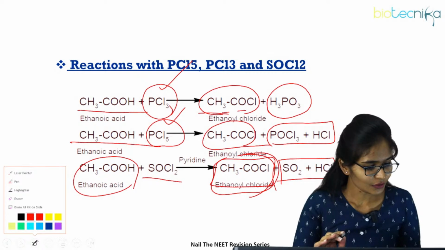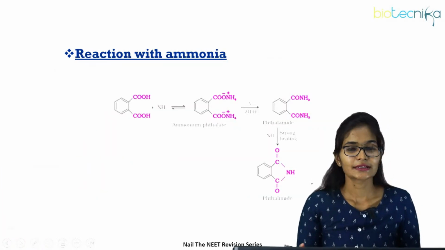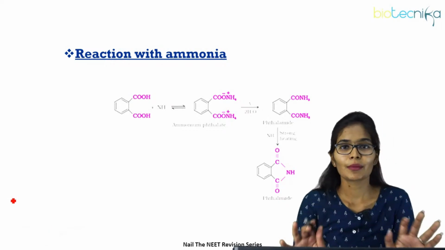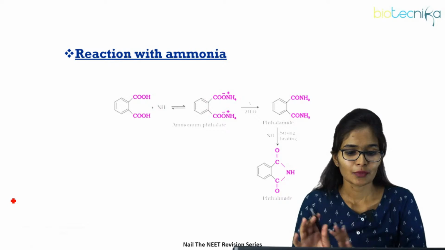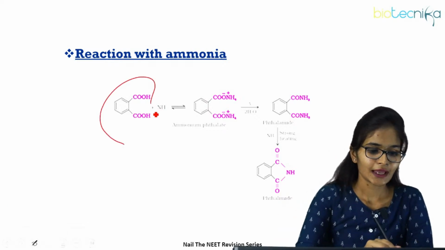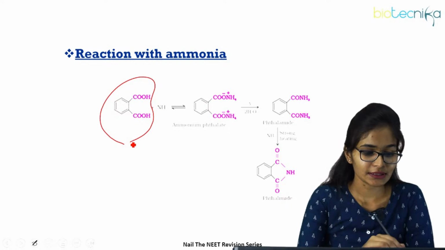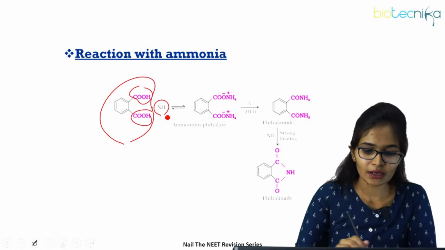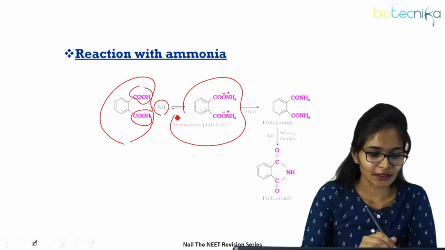Okay, and now coming to the next part of reactivity, which is reaction with ammonia. Reaction with ammonia simply gives amides as a product whenever you treat the carboxylic acid with ammonia. So now you have phthalic acid. This is what we call phthalic acid, because the benzene is carrying 2 carboxylic acid groups. Treat it with ammonia and you will get ammonium phthalate as a product. So ammonium phthalate, how?